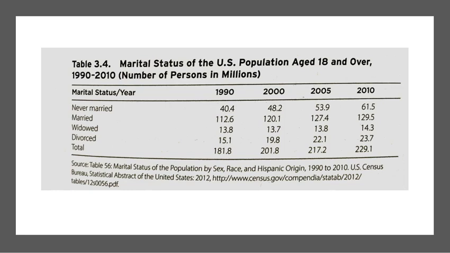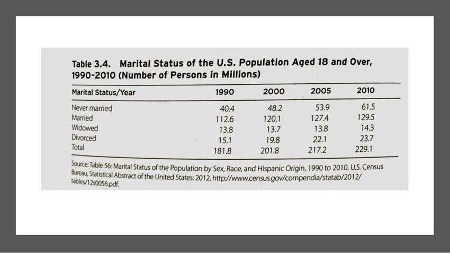If we examine the structure of marriage in the United States from 1990 through 2010, we can start by first noticing just the total population growth during that time, rising from 180 million up to 229 million. We're talking about 18 and over, not the whole population of the United States.